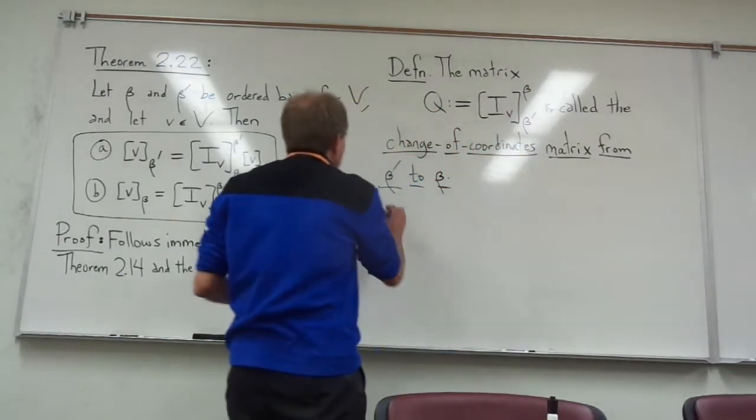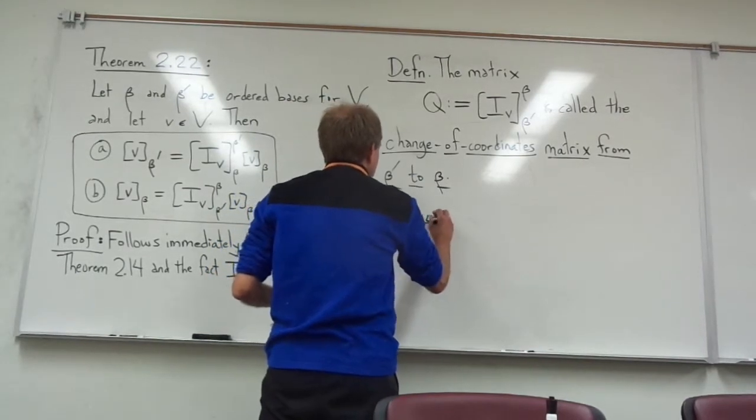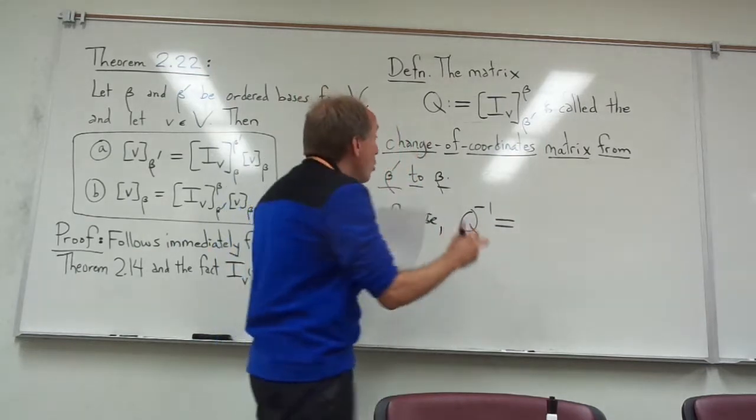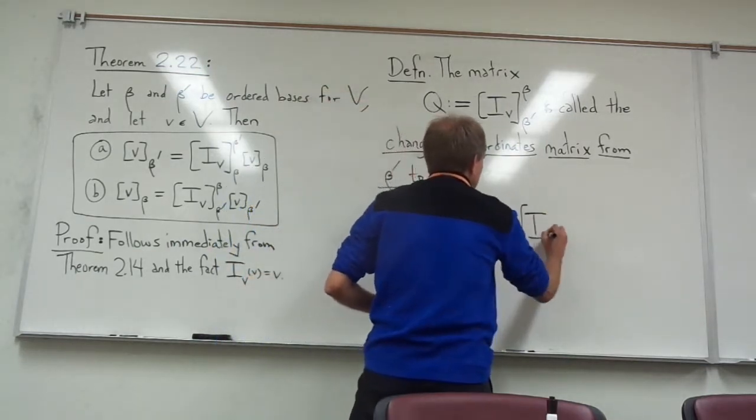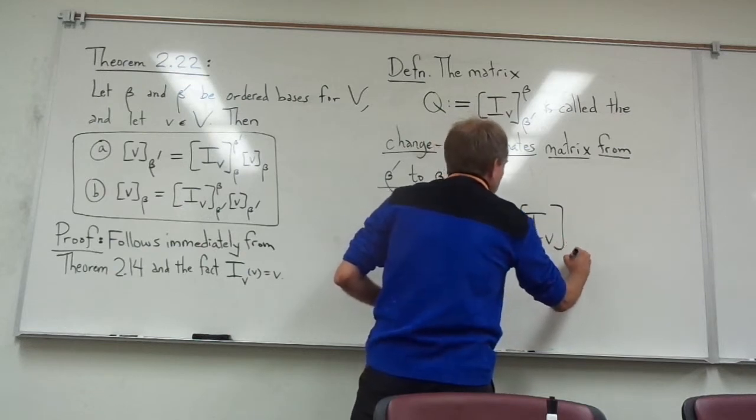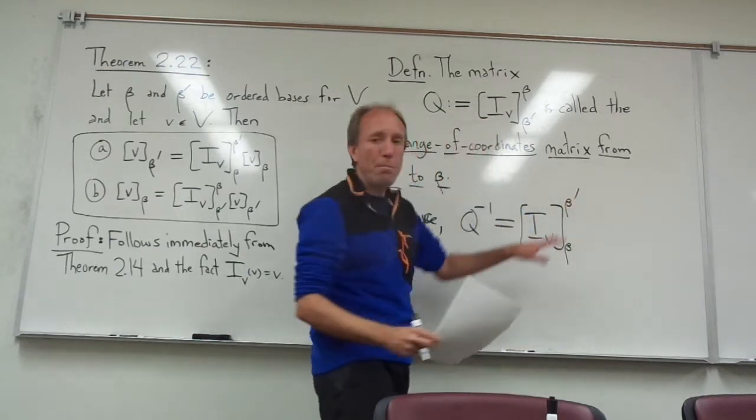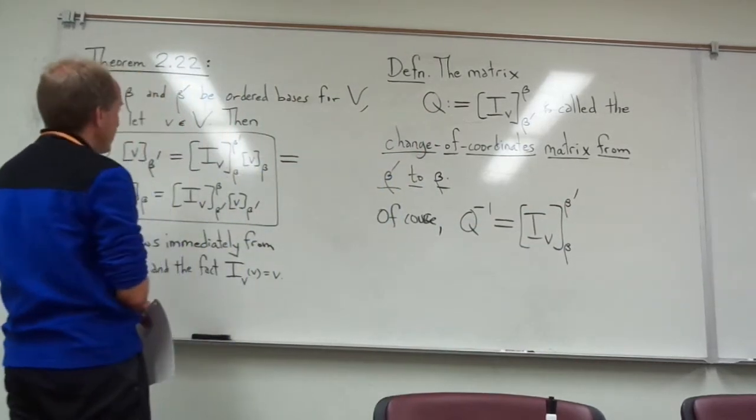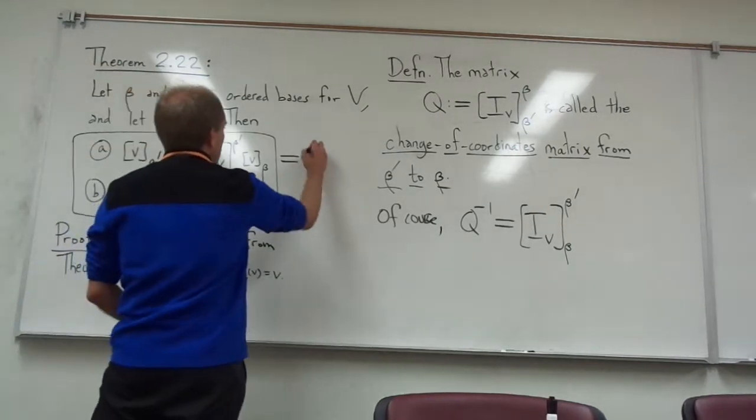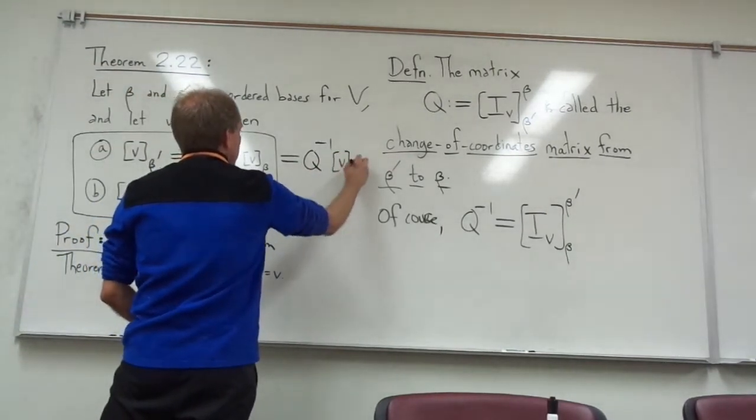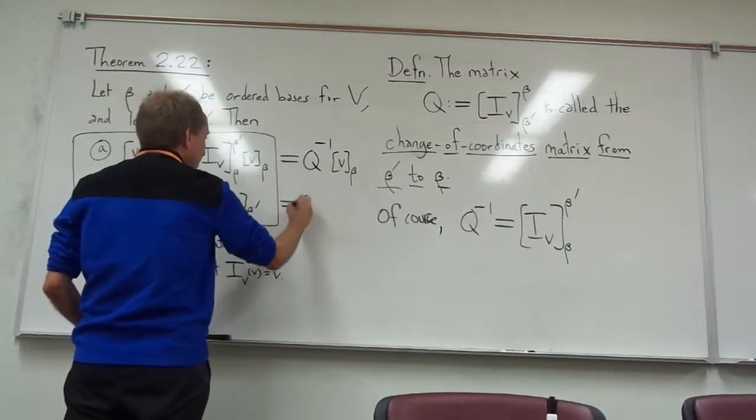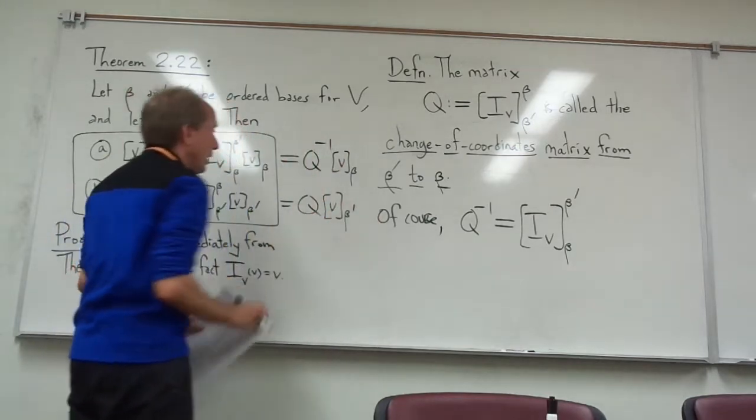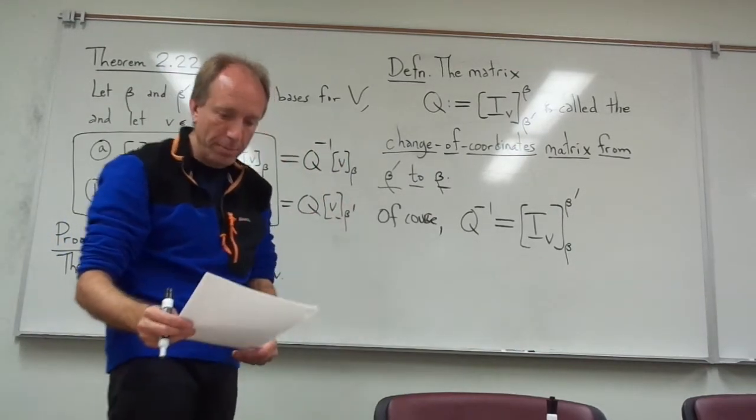Okay? Of course we would then not be surprised to see that the inverse of that matrix, Q inverse, is simply going to be the change of coordinates matrix going the other way from beta to beta prime. So the part A formula is really just Q inverse times the coordinate vector of V relative to beta. And the second formula is just, on the right hand side, Q times the coordinate vector of v relative to beta prime.